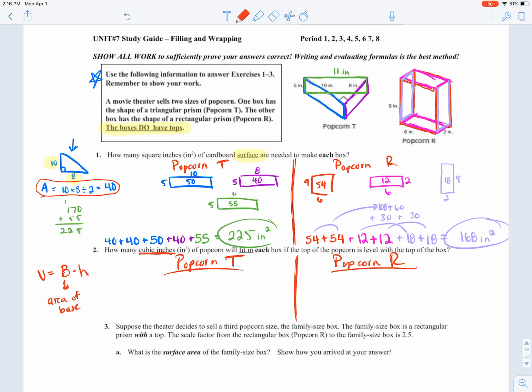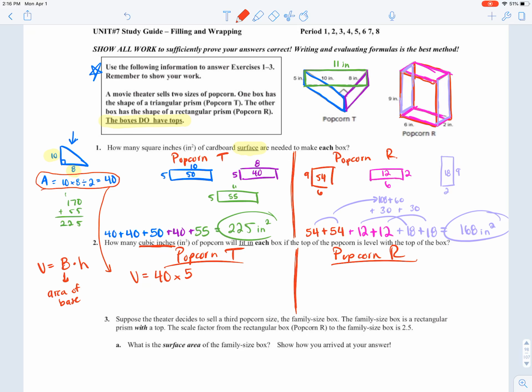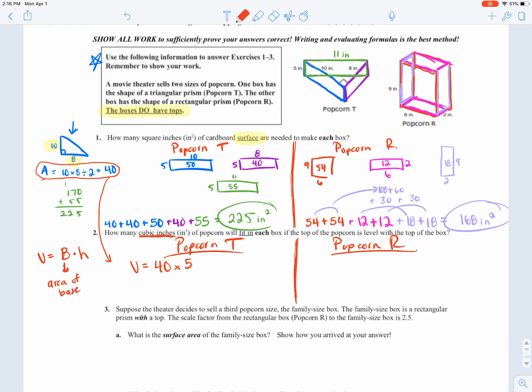Do not say 11. Don't say 11. Your height in this case is going to be 5. Right? So your popcorn box is laying flat, so therefore the height is going to be that 5 inches. Okay? So we have a volume 40 times 5, so our volume is equal to 200 cubic inches. Boom, there we go. Let's try the next one.